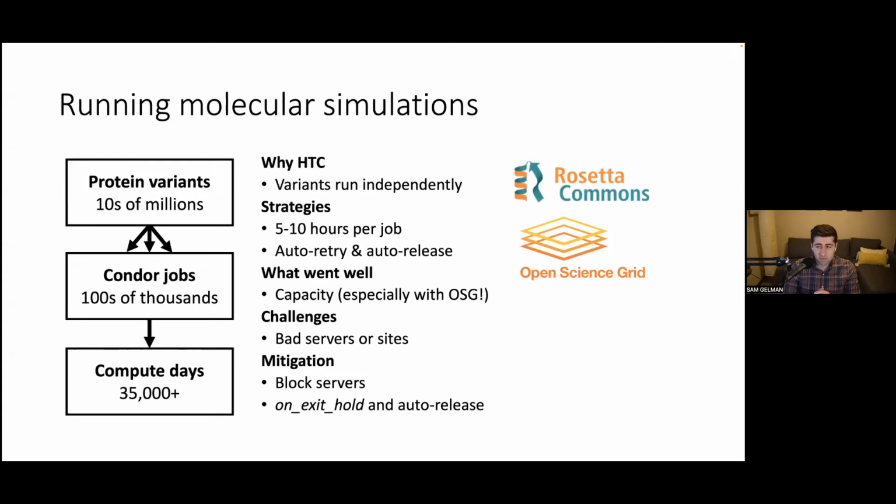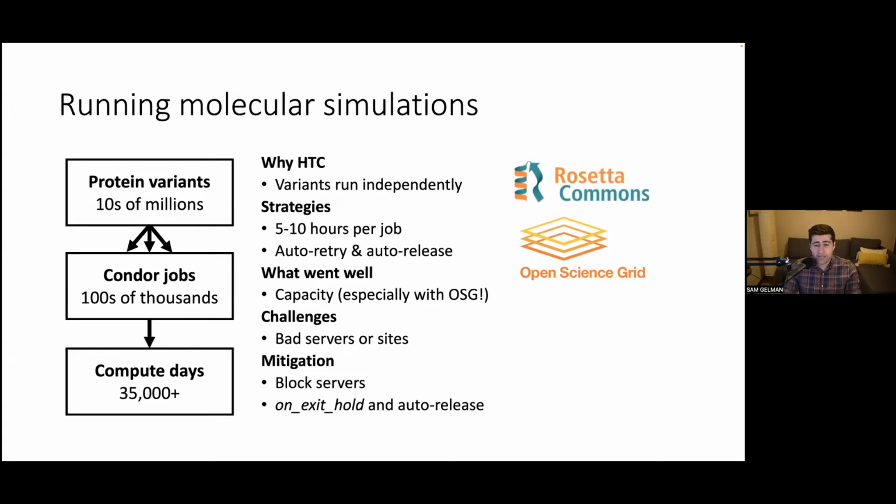So let's go through and talk about these stages. For the molecular simulations, to give you an idea of scale, we have tens of millions of protein variants that we want to model with Rosetta. And those variants can all run independently from each other. So it's perfect for high throughput computing.